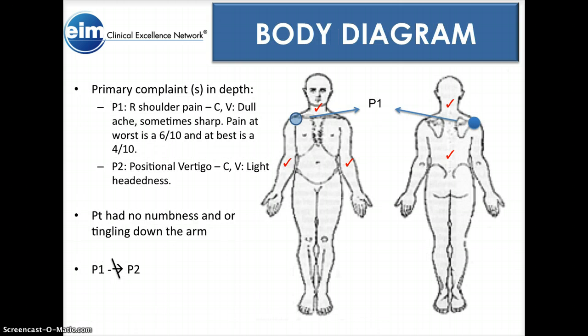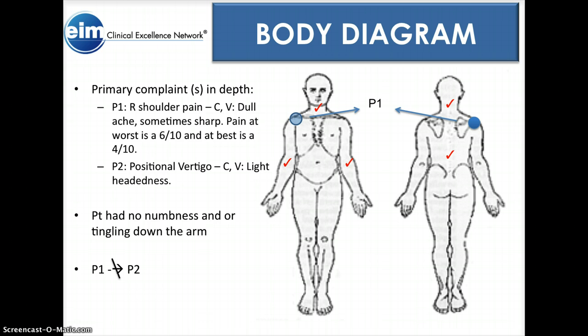Looking at the body diagram, the cervical spine and elbow were cleared. The lumbar spine was also cleared. And the primary complaint, the P1 complaint of right shoulder pain, was constant and variable. It was a dull ache that sometimes presented with sharp pain, particularly with end-range motion. Pain at worst was 6 of 10, and at best was a 4 of 10.